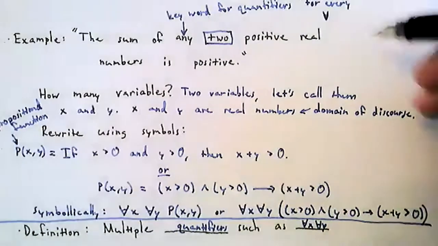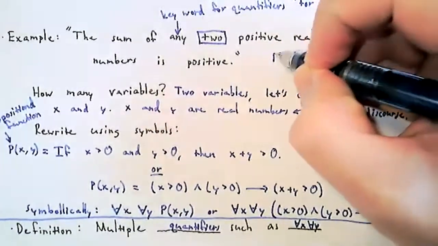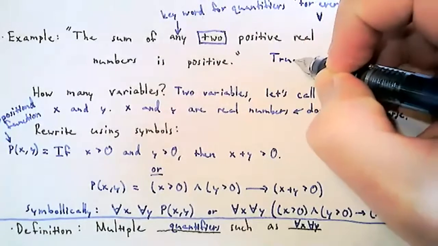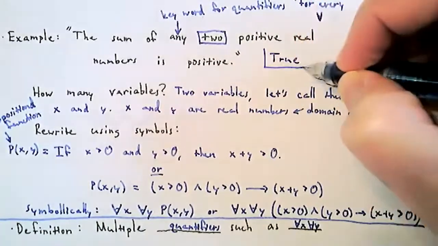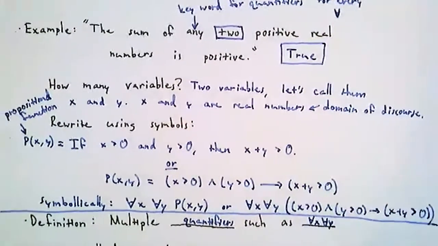True, right. If you add two positive numbers, then you're going to get back another positive number. Yeah, this isn't anything that you don't already know. Good.